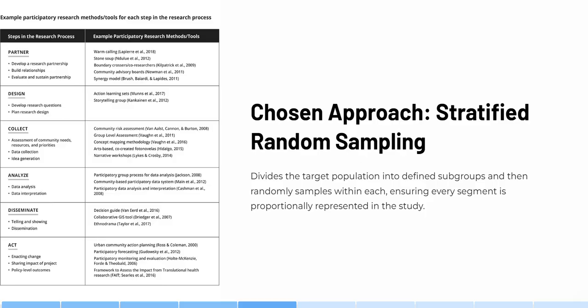The chosen approach for this sampling would be stratified random sampling, because it divides the target population into different substrata and then randomly samples within each, ensuring every stratum is proportionately represented in the study.